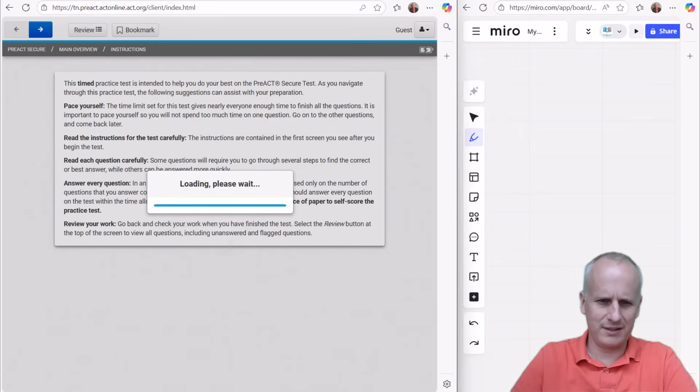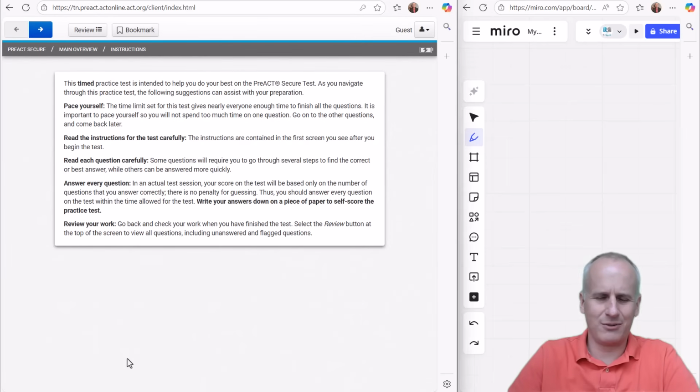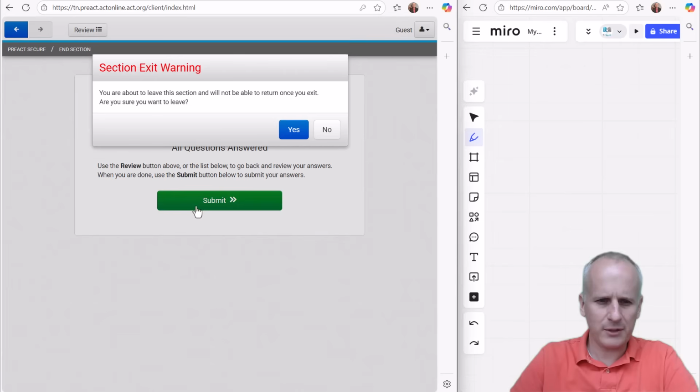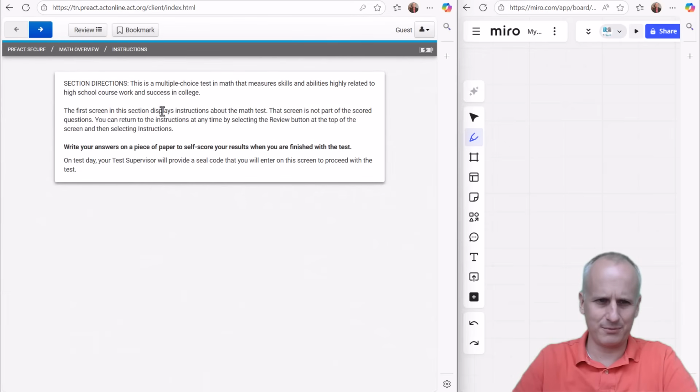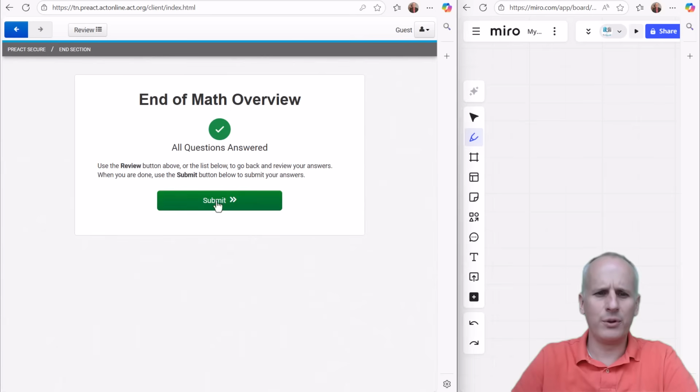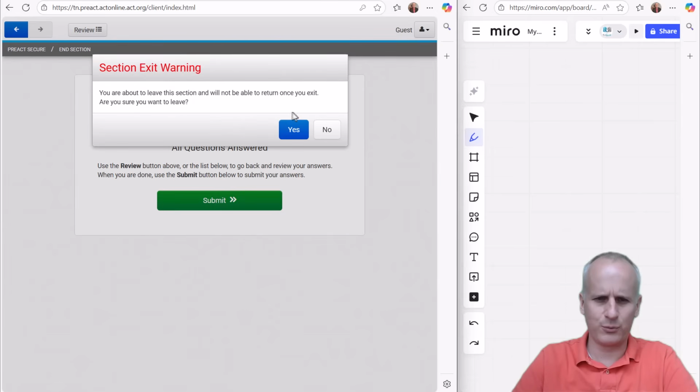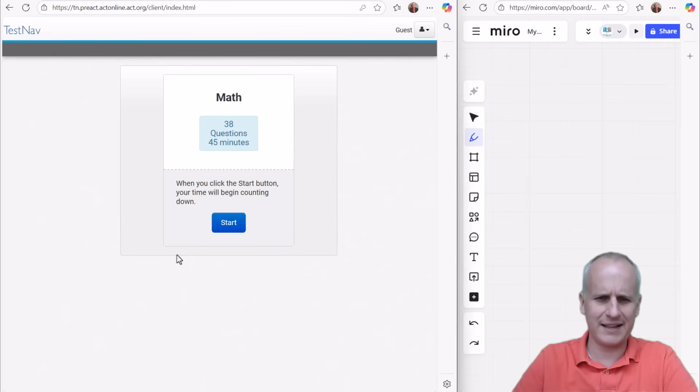We're going to read these instructions. You don't really need to. There's not a whole lot of novel information here. It's just talking about reading things carefully, reviewing work, and things of that nature. Then we're going to click next. We're going to hit submit. It'll give you this section warning. You'll hit yes, and then you're going to get the math overview, which again is just some directions. There's nothing else here, so we'll click next again. We'll hit submit, and again, you'll get this warning screen. You'll click next, and as soon as you hit start, you will go into the 38 questions in 45 minutes.